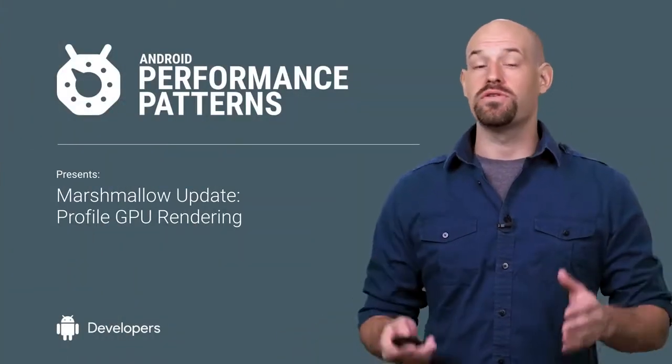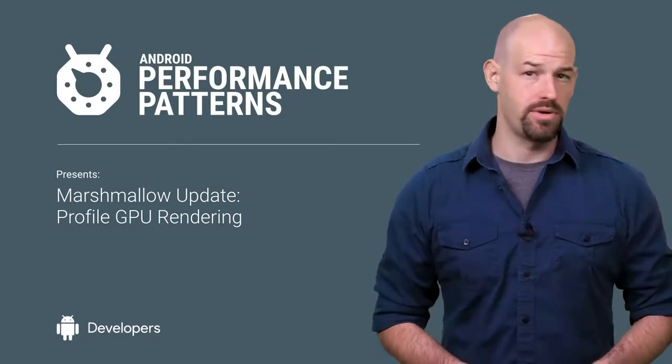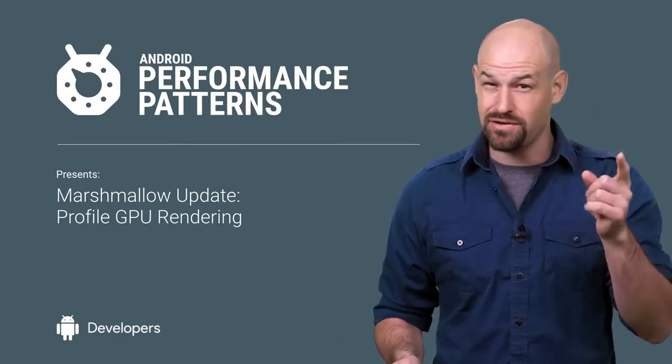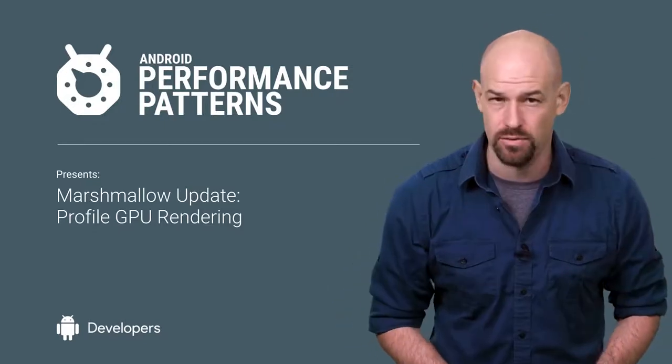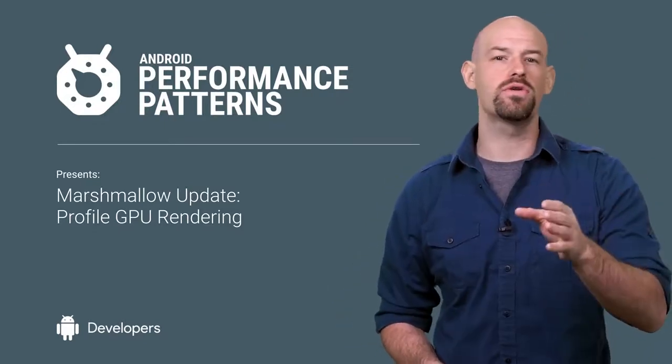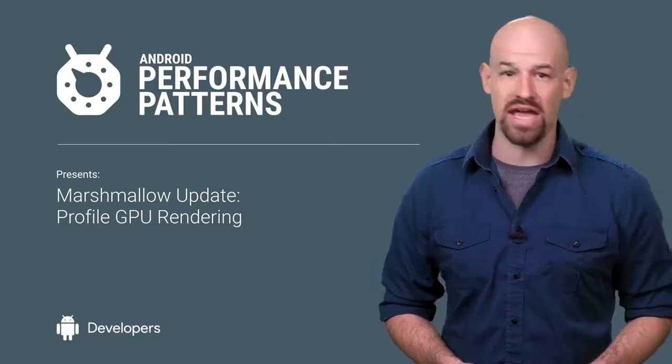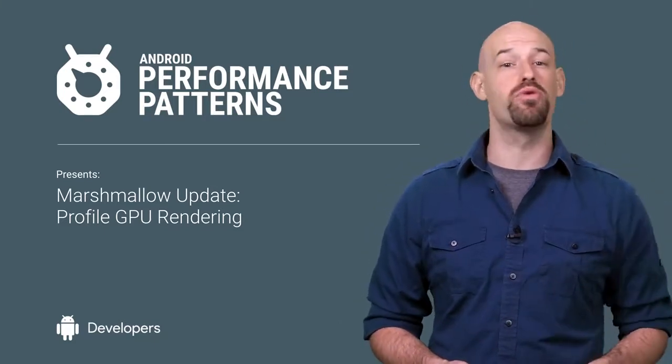So by now you know that there's a lot of things that go into rendering a frame on Android, and when frame rate starts to suffer, top priority is figuring out which thing has gone off the rails. My name is Colt McCandless, and in order to help you track down where your frame problems are coming from, the M release of Android has updated its GPU profiling tool.